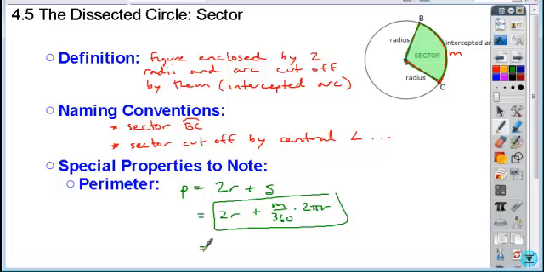The other case would be if I wanted to express this instead of 2 pi r, in terms of a diameter. The circumference in terms of diameter is d pi, and so I can also express 2r in terms of diameter. Twice the radius is how many diameters? Just one, right? It's a direct relationship. So you could also express the perimeter for a sector as being d plus m over 360 times d pi.